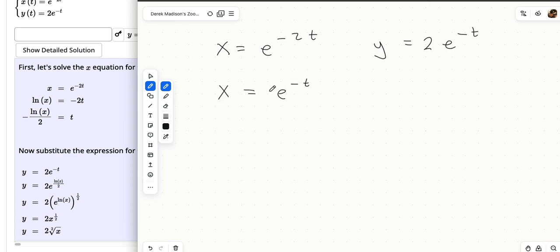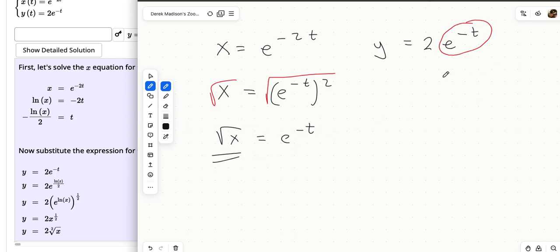e to the negative t squared, 2 times negative t is still negative 2t. I'm just giving it a little bit different look. And what that does is it lets me get an expression for e to the negative t pretty easily. So from here, let me get e to the negative t by itself, because that's what I'm going to substitute right there. So now I have square root of the square would just leave me e to the negative t. So that's what I'm trying to do, is isolate. They isolated t. I'm isolating e to the negative t instead because it looks easier. And now I can just put this right there, and I got y equals 2 root x.